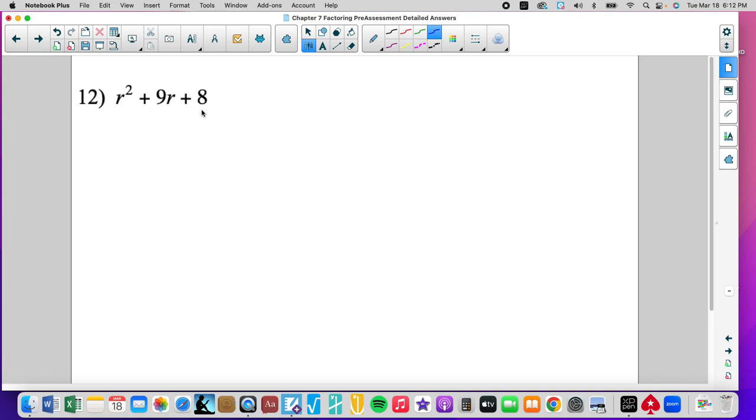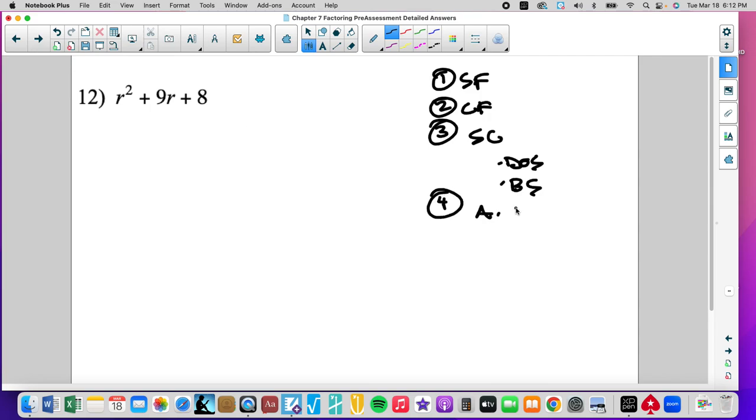So let's do this a little bit faster. So is it in standard form? Yes. Is there a common factor? No. Is it a special case? Is it the difference of squares? No, it's not 2 terms. Is it a binomial square? No. Now, binomial square has 3 terms, third term is positive, but this is not a perfect square, so we know it's not a binomial square. So we go to step 4, a times c.